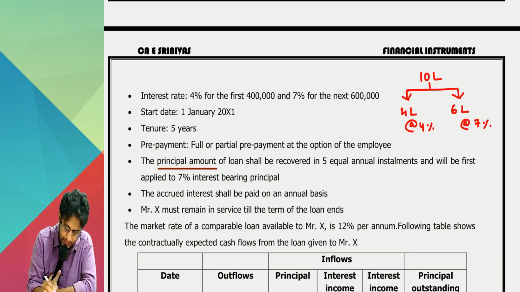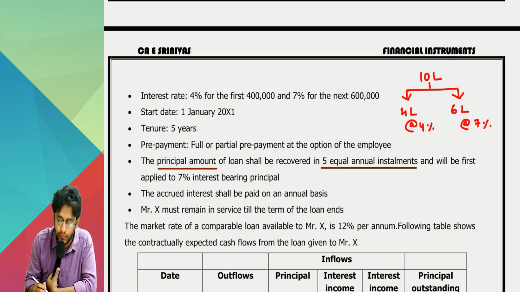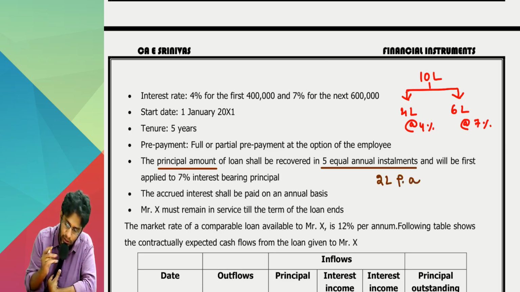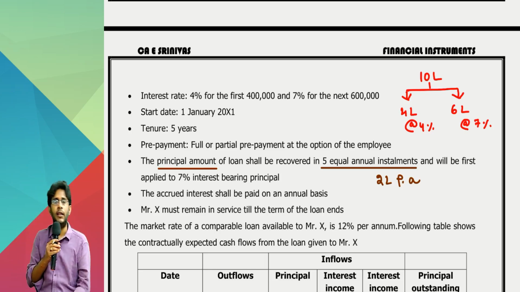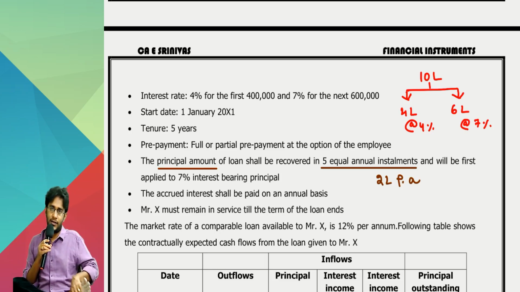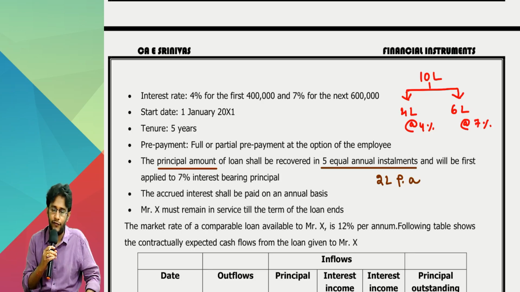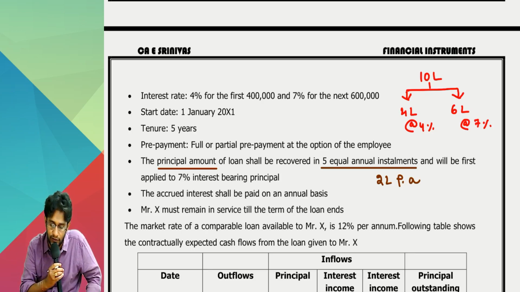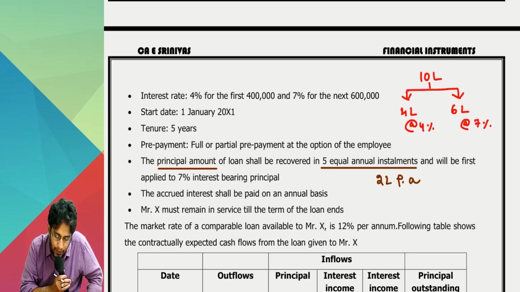Underline this word: principal is recovered in 5 equal annual installments. That means your principal amount is 2 lakhs per annum. When the employee pays 2 lakhs, which principal is deemed to get over first? It will first be applied to the 7% interest bearing principal.